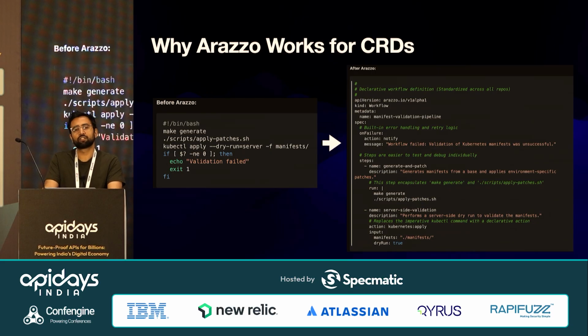Initially we were using 1,000 lines of code written in a shell script. And after using Arazzo, it has converted our shell script code into the Arazzo documentation. So is it easy to understand? It is easy to solve any issue, any error, with the help of this workflow.